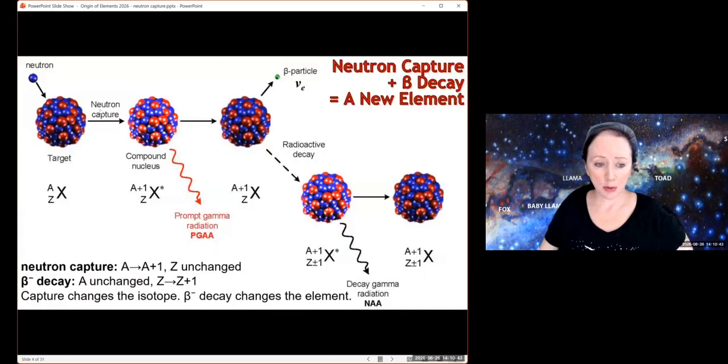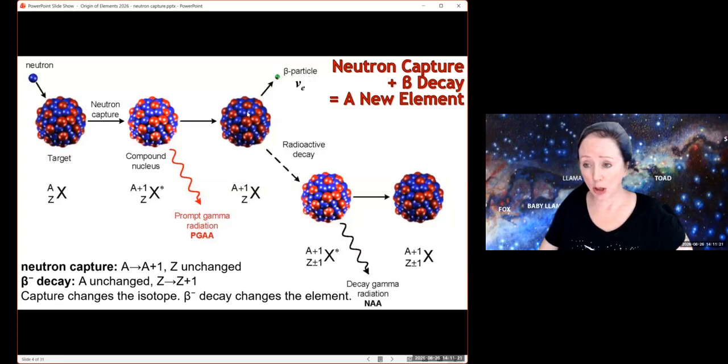Here's our starting nucleus right here. And here we have a neutron that we're trying to add to it. So this nucleus has a mass of A and an atomic number of Z. As we add the neutron, it captures it, and now it's got extra mass, A plus 1, but it still has the same number of protons, it's still the same element. It also gets some energy, so it gives some off as a gamma ray. But now we've got something that is not stable, and so it's going to eject particles to make itself more stable. So in this case, we're going through beta decay.